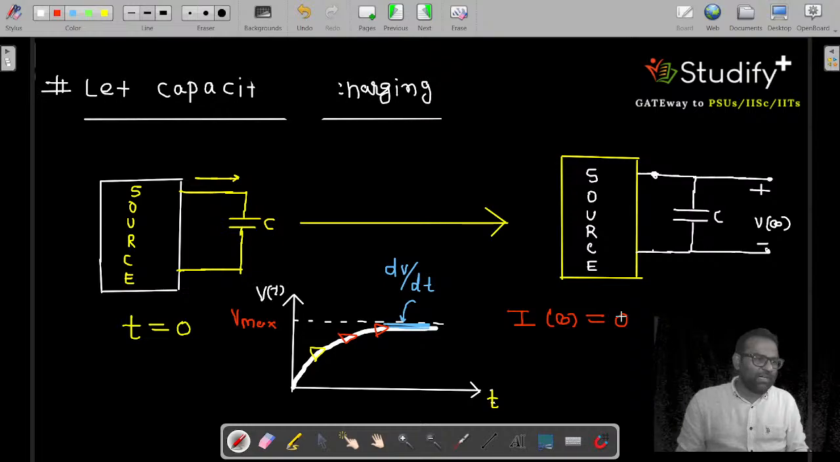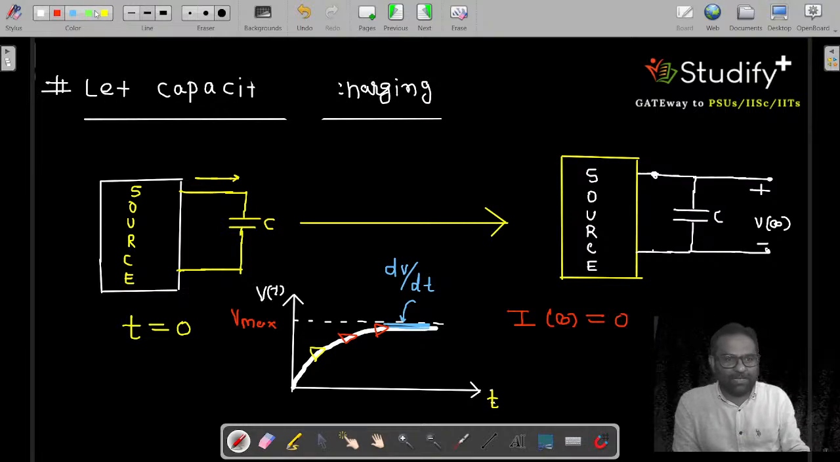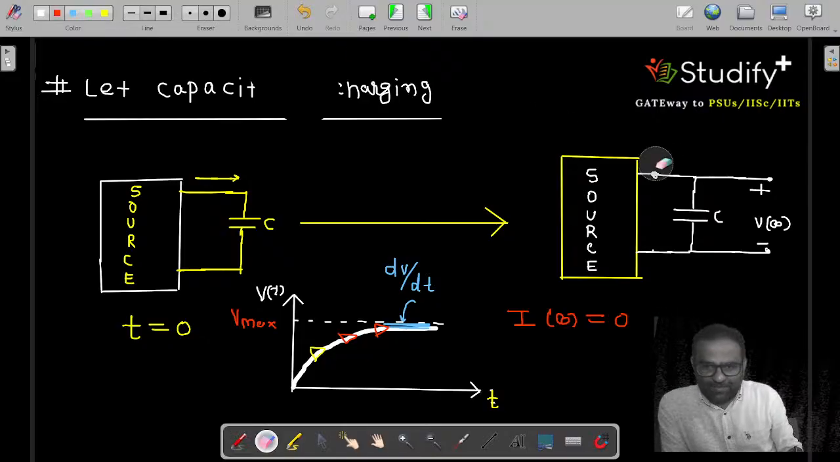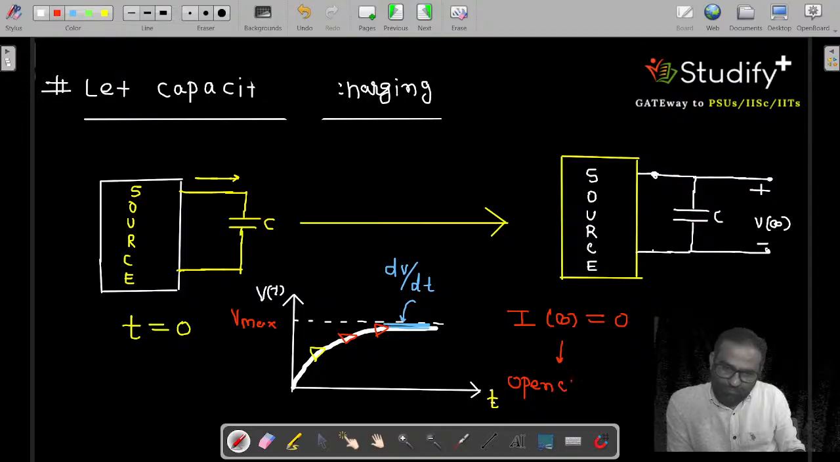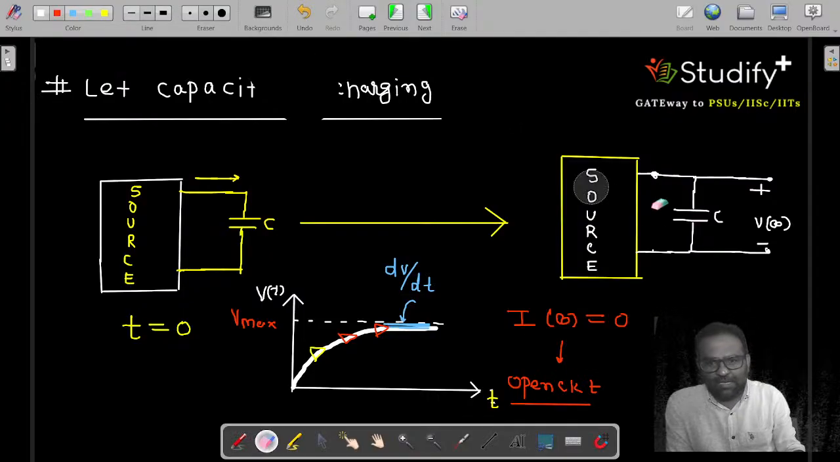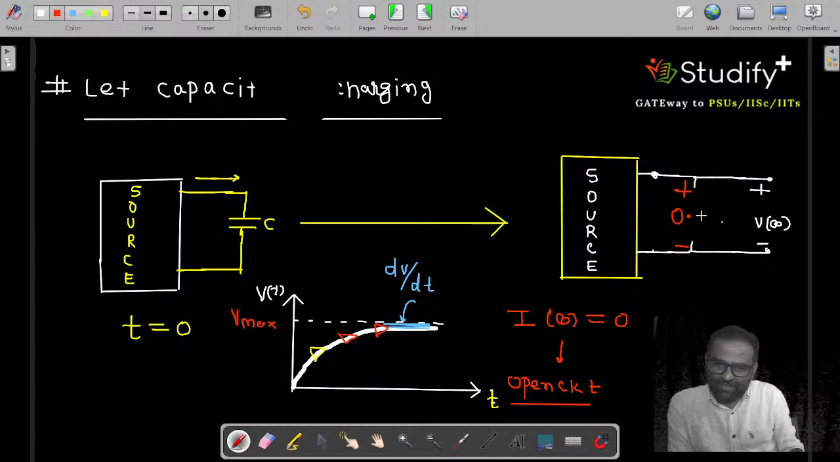If I of infinity is equivalent to 0, can I say current is 0 means what? Open circuited. Current 0 can be replaced by an open circuit. So can I say, we will replace the capacitor by an open circuit. So in steady state, how will your circuit behave? In steady state, your circuit will behave as an open circuit.